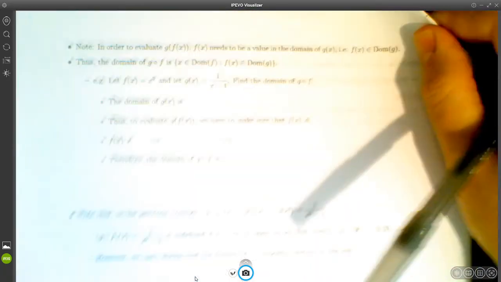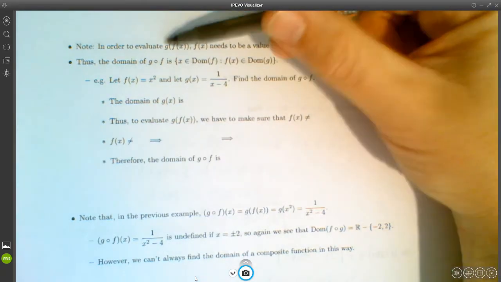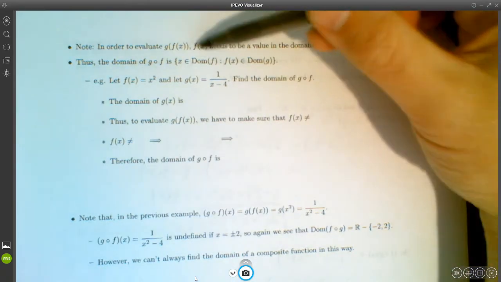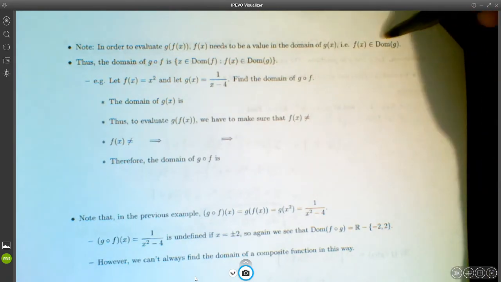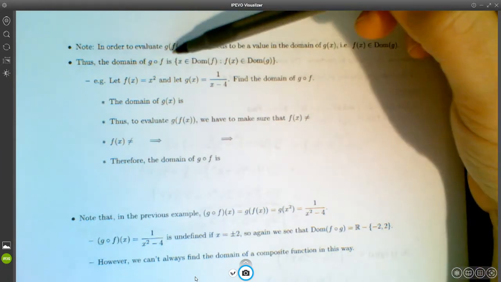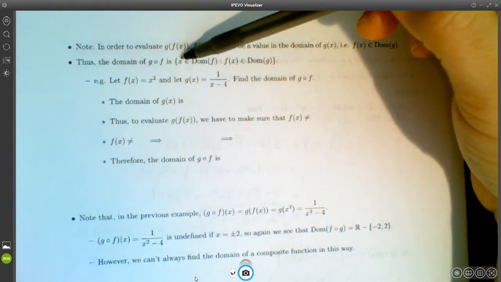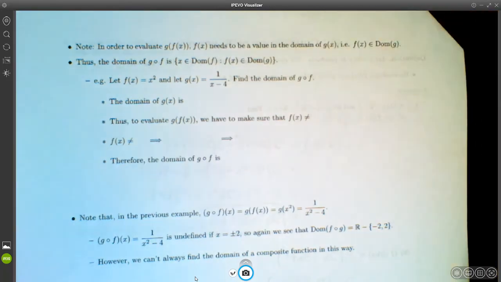Let's talk about the domain of composite functions, because this is something that's a little bit tricky. In order to evaluate g of f of x, f of x itself needs to be a value in the domain of g. In other words, f of x needs to be in the domain of g. Therefore, the domain of g of f is going to be the set of all real numbers in the domain of f, where f of x is in the domain of g.